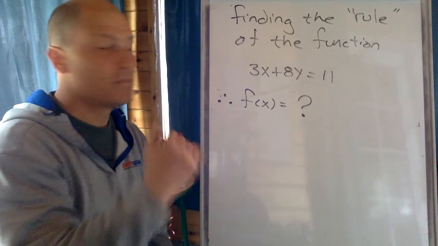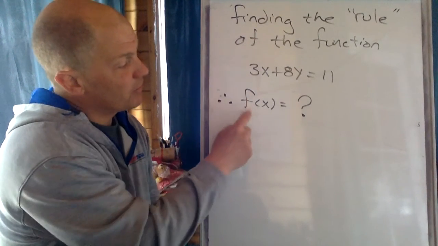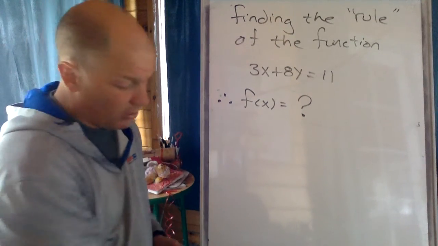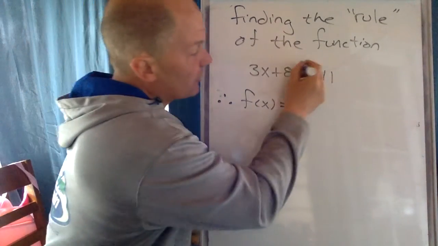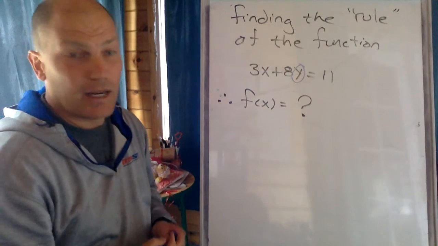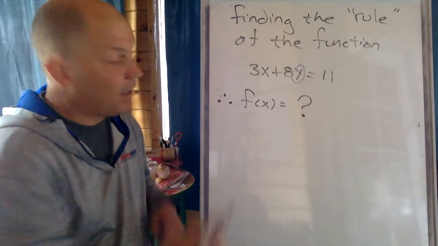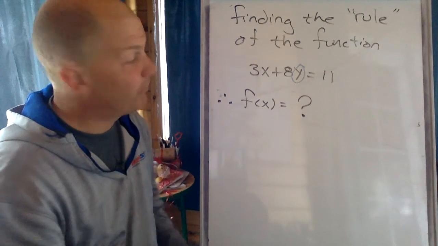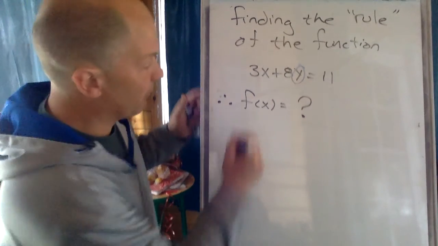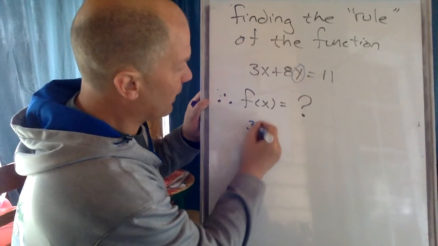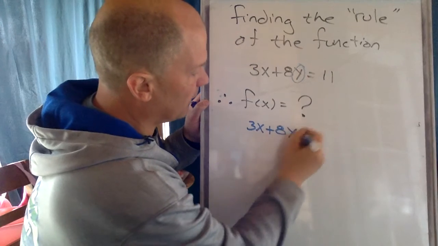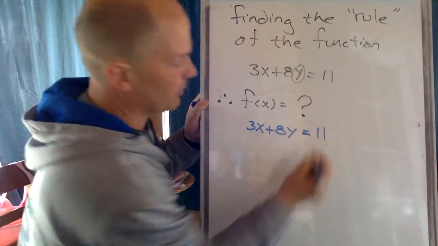When you realize that somebody's asking you to turn this into function notation, all they're really saying is solve this equation for y. And then once you have the equation solved for y, then you know the rest of it is f of x. So let's just do that real quick. We have 3x plus 8y equals 11. So I just copied down the problem.